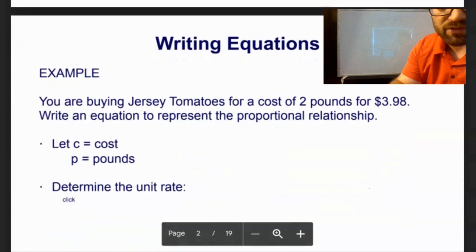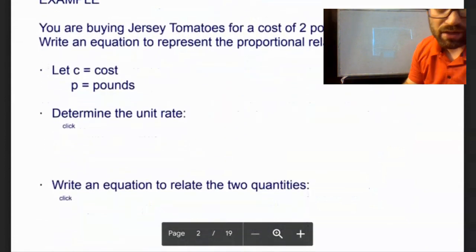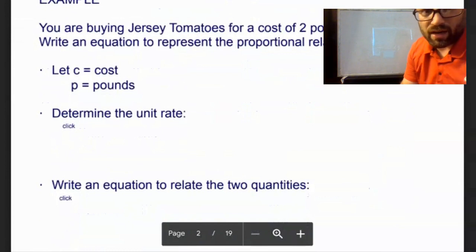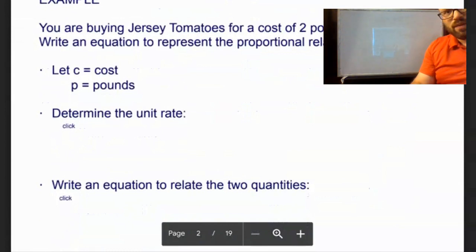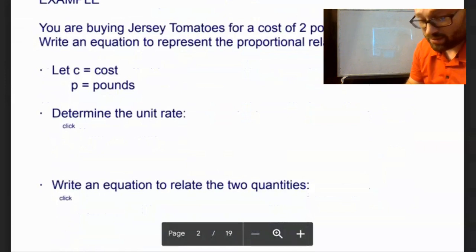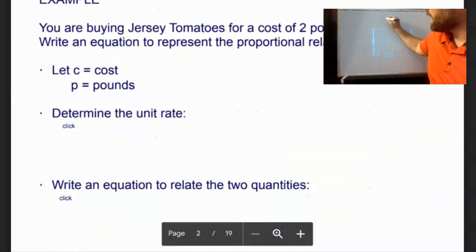So, for example, you're buying some Jersey tomatoes that cost $3.98 for 2 pounds. So write the equation, the relationship. We're going to let C equal cost, and we're going to let P equal pounds. And so 3.98 divided by 2. So our rate is 3.98 divided by 2. And so C equals 3.98 divided by 2 times the pounds.